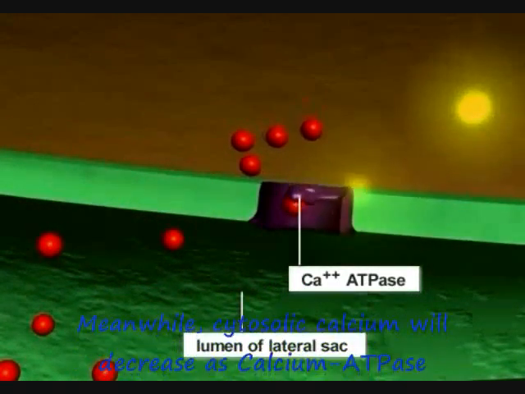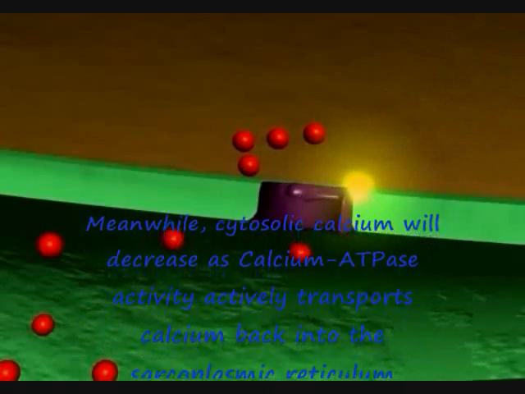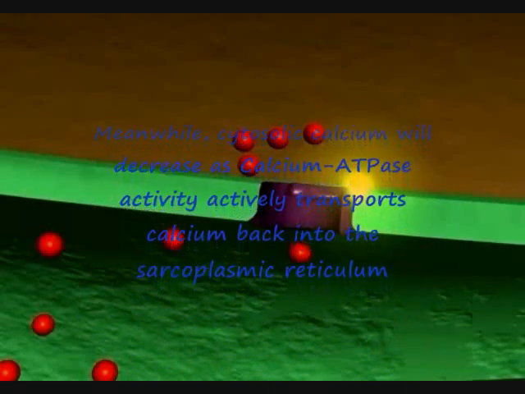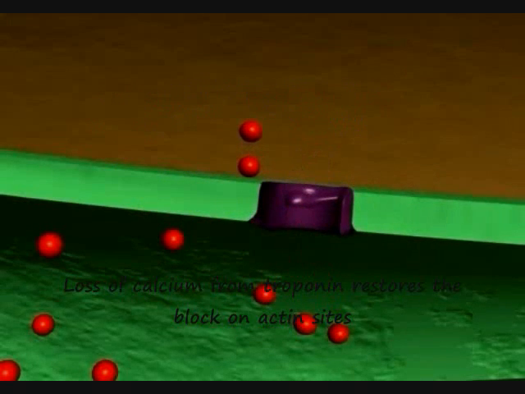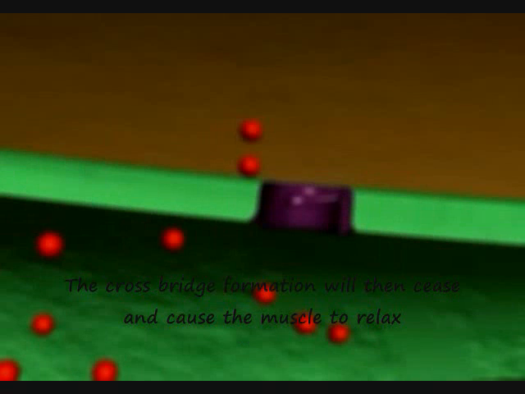Meanwhile, cytosolic calcium will decrease as calcium ATPase activity actively transports calcium back into the sarcoplasmic reticulum. Loss of calcium from troponin restores the block on actin sites. The cross-bridge formation will then cease and cause the muscle to relax.